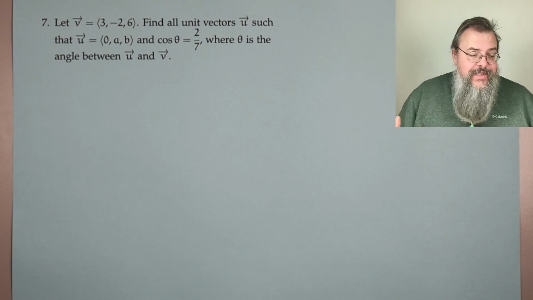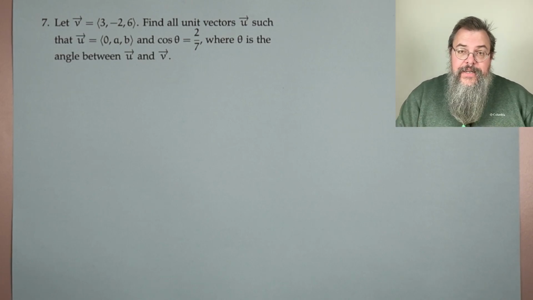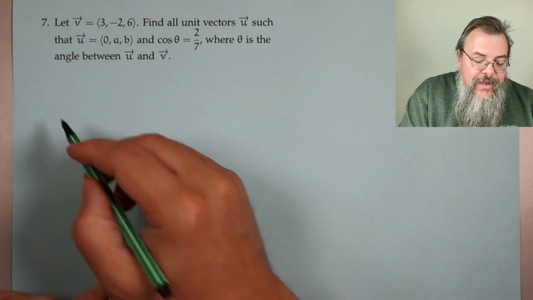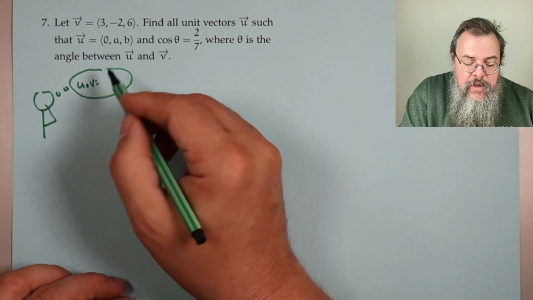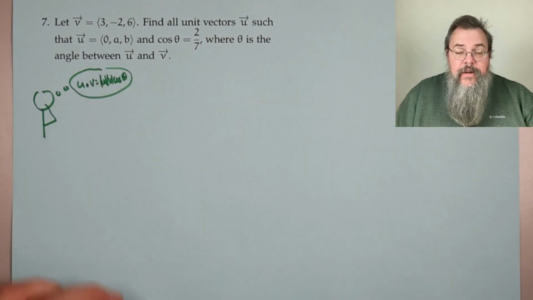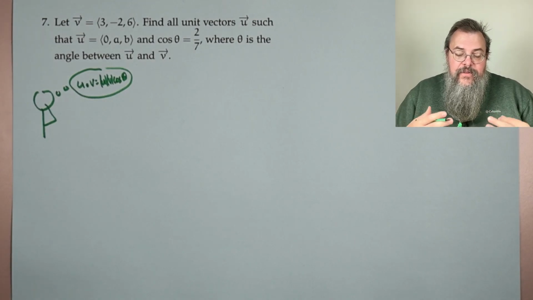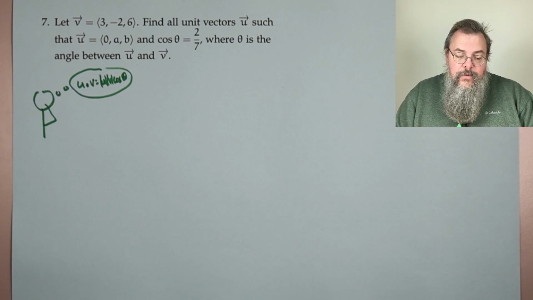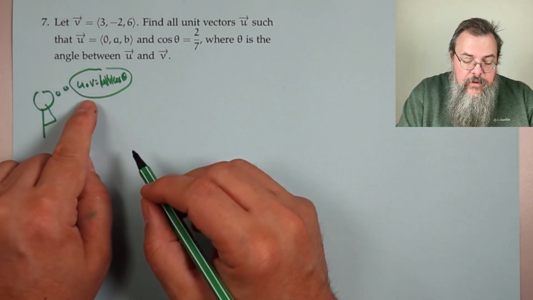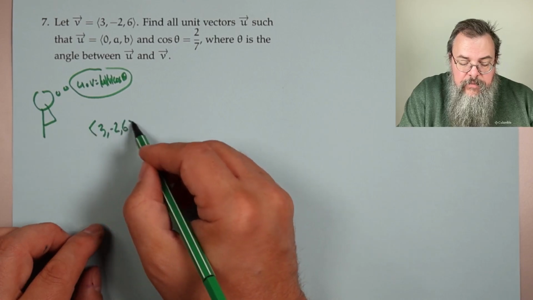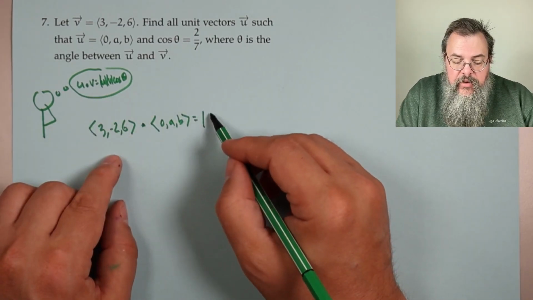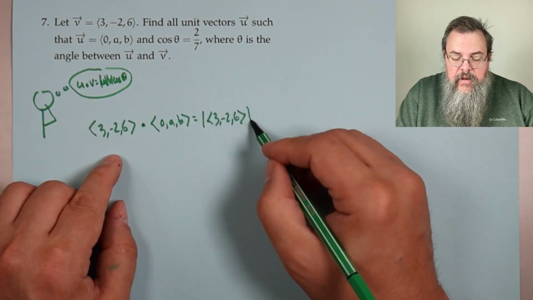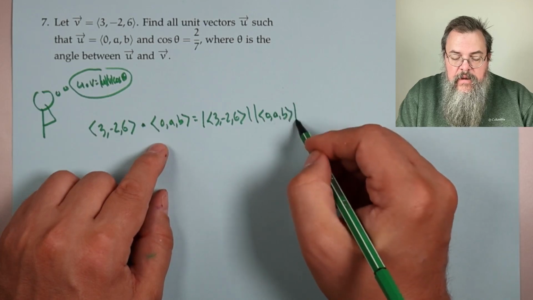First off, we're told cosine theta is 2/7. When you see cosine theta, you start saying, I've seen cosine theta before, and in your mind you say, cosine theta, that's from a dot product. u dot v is the magnitude of u, times the magnitude of v, times cosine theta. So now that I have this cosine theta, what must be true? We have that u dot v, so that's 3, minus 2, 6, dotted with 0, a, b, has to be equal to the magnitude of 3, negative 2, 6, times the magnitude of 0, a, b, times cosine theta.